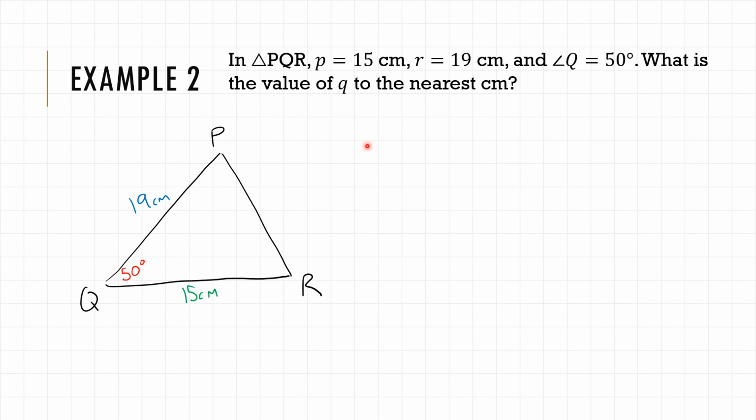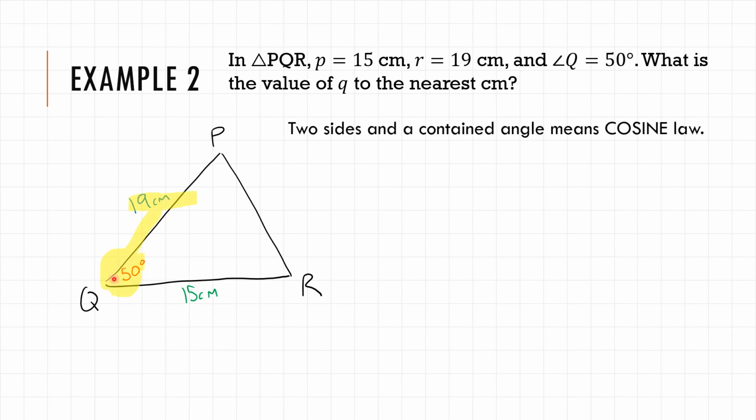Now, in this case, if I want to find out the length of side Q, I have two sides and the angle that is contained in between them. That tells me that cosine law is the right one to use. Okay, that will help me find the value of Q. So this is the cosine law. And if I'm changing these around, this is the side length that is unknown. That'll be Q. That means that this has to be P and this has to be R.